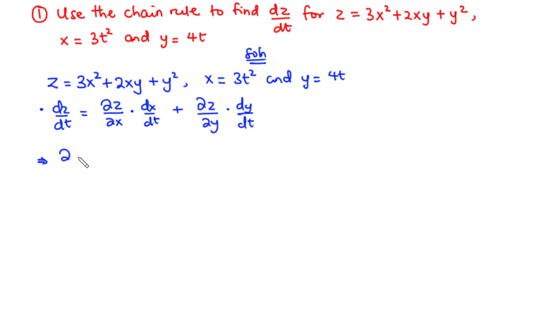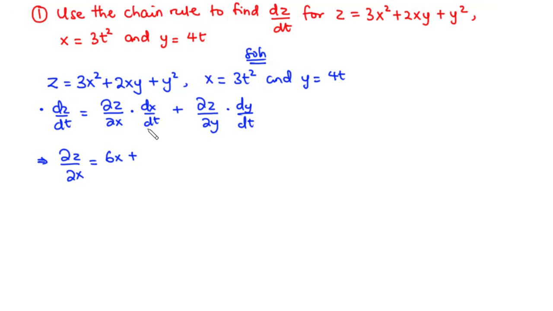So first, the partial derivative of z with respect to x means that we are going to differentiate this function, that is z, with respect to x. In doing so, we are going to keep y constant. So for the first term, we have 3x squared. We differentiate that with respect to x, and then we have 6x plus, we are going to keep y constant. We differentiate 2x with respect to x, and then we have 2.